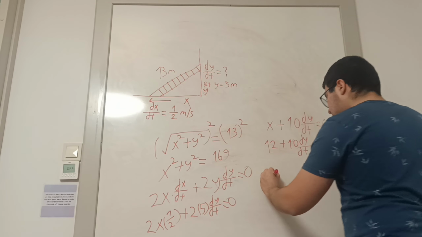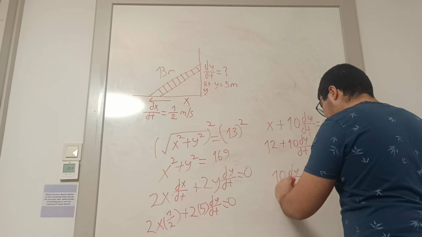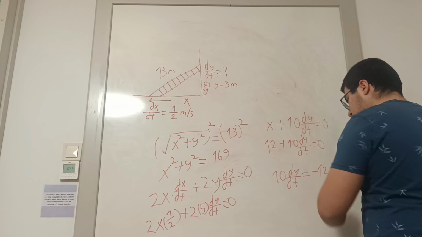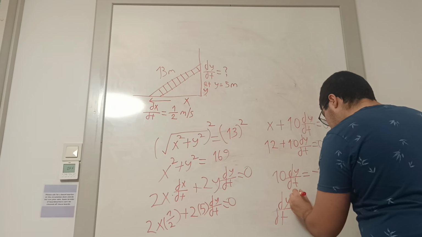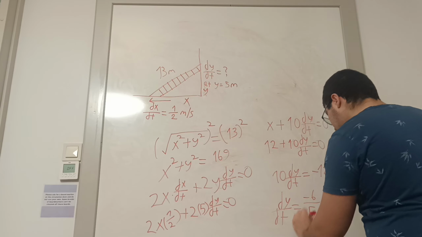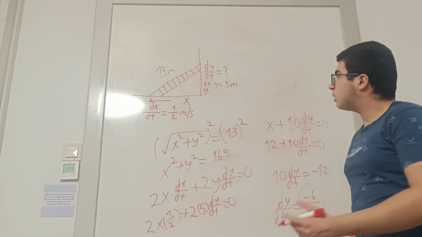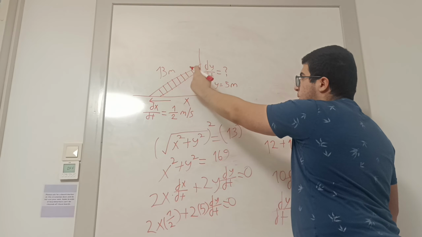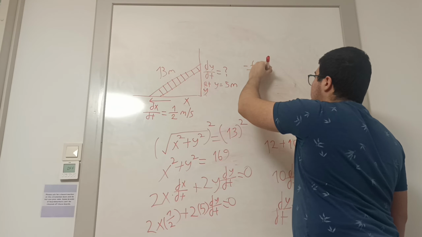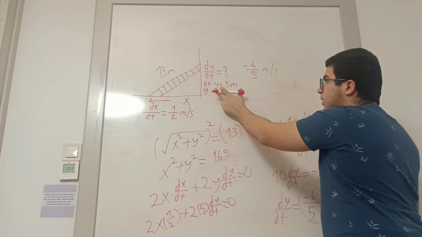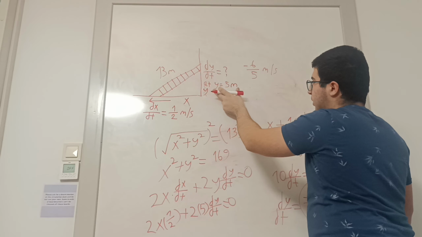I can send 12 to the other side. 10 dy dt is equal to minus 12, and divide both sides by 10, and I get minus 6 over 5, which is our answer. What does this mean? What does minus 6 over 5 mean? It means that our ladder's vertical velocity is minus 6 over 5 meters per second when the vertical distance, or height, of our ladder is 5 meters.